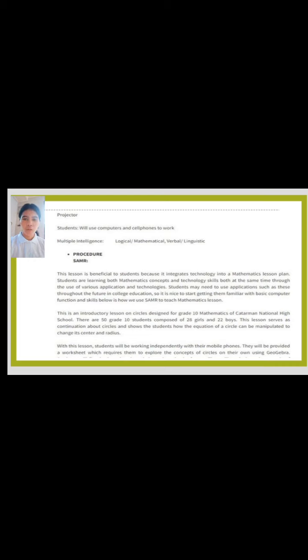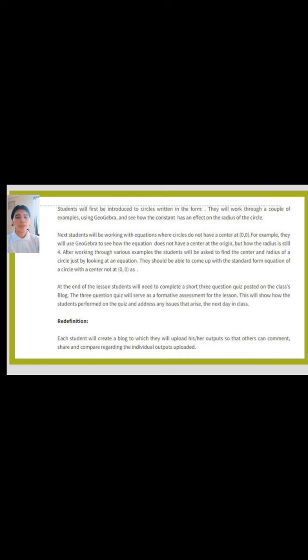Below is how we use SAMR to teach the mathematics lesson. With this lesson, students will be working independently with their mobile phones. They will be provided a worksheet which requires them to explore the concepts of circles on their own using GeoGebra. At the end of the lesson, students will need to complete a short 3-question quiz posted on the class blog. The 3-question quiz will serve as a formative assessment for the lesson. This will show how the students perform on the quiz and address any issues that arise the next day in class.